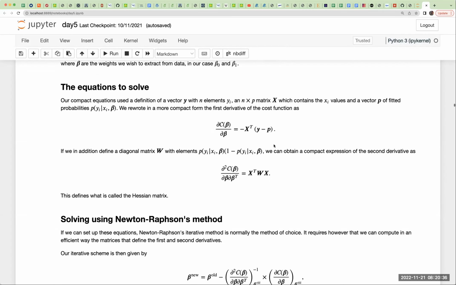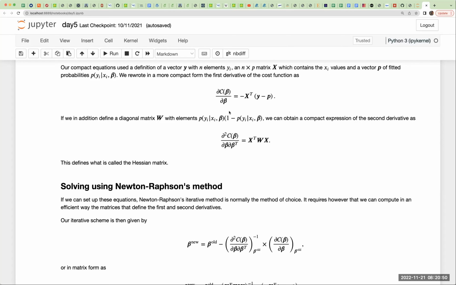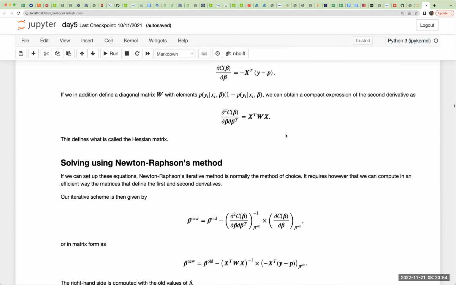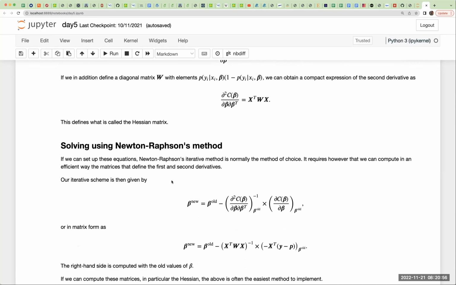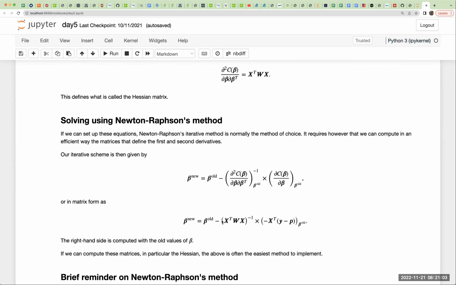Typically, the way this is done is by using, as we discussed last week, a Taylor expansion of the cost function around the optimal value, beta hat, and as a function of the previous iteration. And the way these equations are solved, if we then use Newton-Raphson's iterative method, is in terms of an iterative scheme. And for logistic regression, that means that we have to invert this matrix for every iteration.